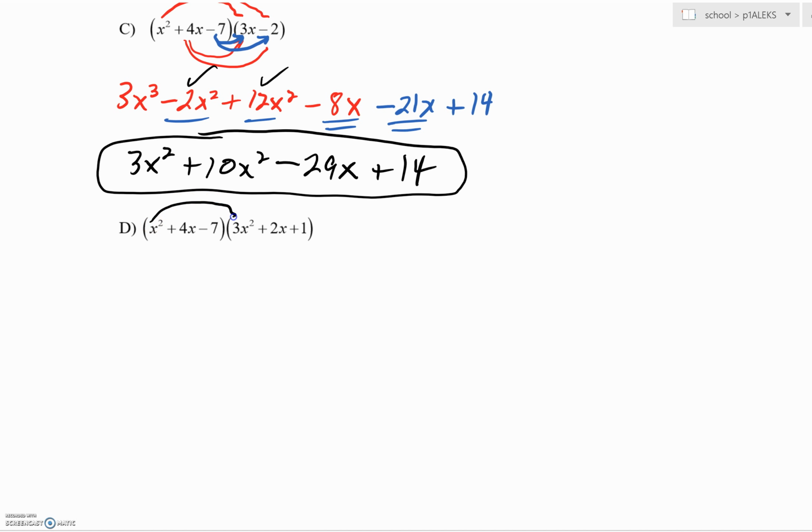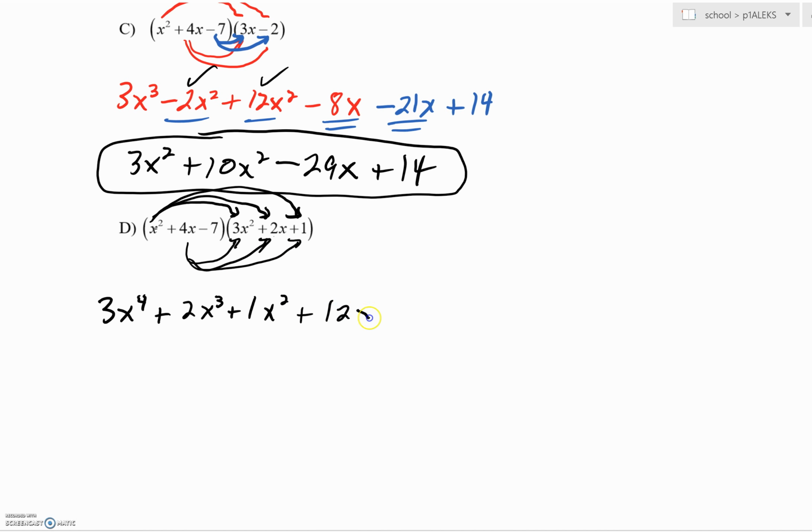Take your x squared and distribute that to all three things here. You'll have x squared times 3x squared. That's a 3x to the 4th. X squared times the 2x would get you a 2x cubed. X squared times 1, well, you'd have a 1x squared. Then you can take your 4x and distribute. And if you want to erase to see arrows, you could. But regardless, you're just going to distribute that 4x everywhere. That's going to be 4x times 3x squared.